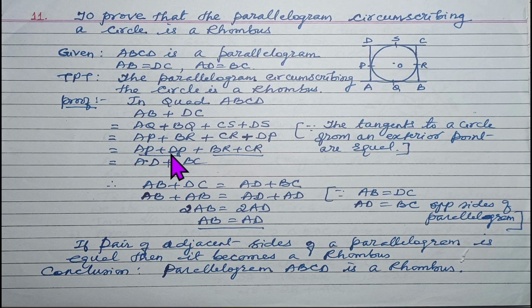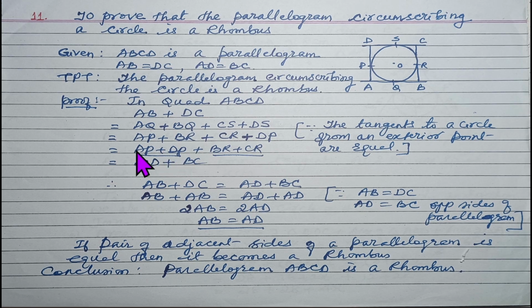Substituting these values, I have got AB is equal to AQ plus BQ, and DC is equal to CS plus DS. Please understand here, AQ is equal to AP and DS is equal to DP, so I have replaced them. AP plus BR, because BQ is definitely BR. And CS is CR. I have replaced CS by CR, and also I have replaced DS by DP.